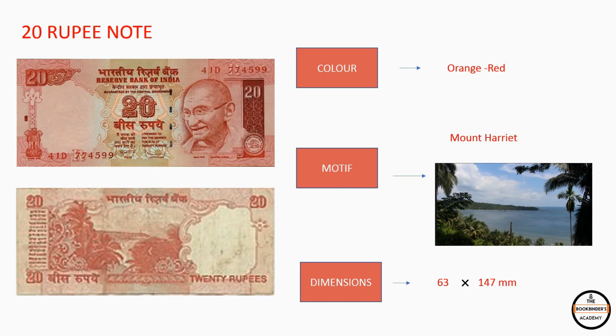Let's just repeat it. Rupee 5 note is 63 by 117 millimeters. The old 10 rupee note is 63 by 137 millimeters. The new 10 rupee note is 63 by 123 millimeters. And the old 20 rupees is 63 by 147 millimeters. I hope you do not confuse them.